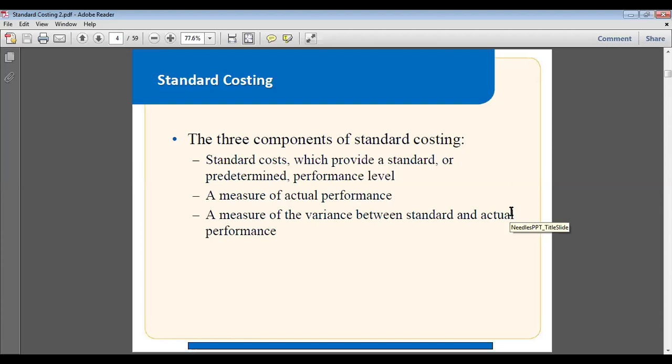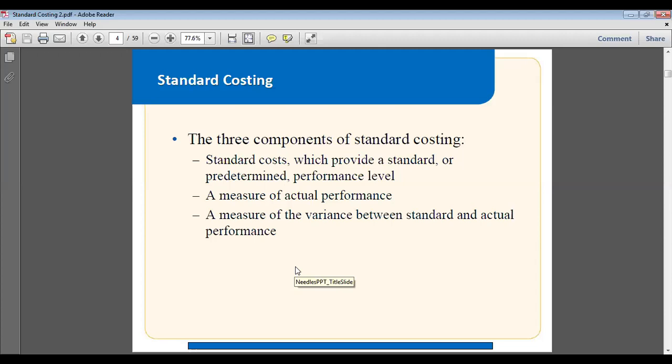At the same time, it could also be high performance. We expected 10,000 hours, but it exceeded 10,000 hours and went on for 12,000 hours. That means it performed well. So actual performance is higher than the predetermined performance level, and obviously the increment in the cost is going to take place next. A measure of variance between standard and actual performance: when we define the difference between these two, this will explain the future cost that is going to take place, the future or standard cost.